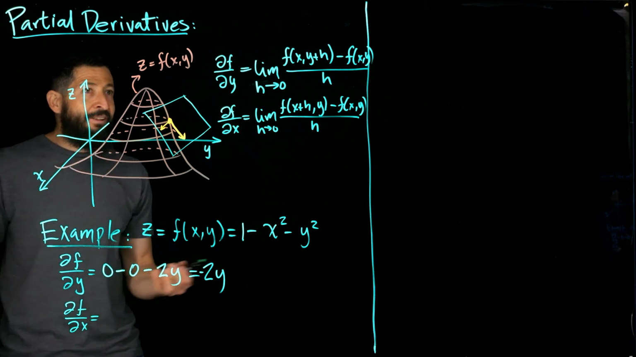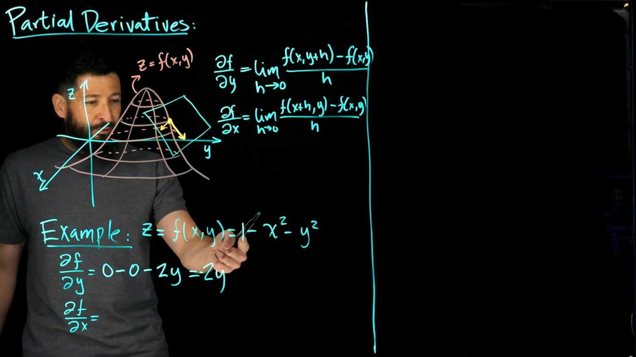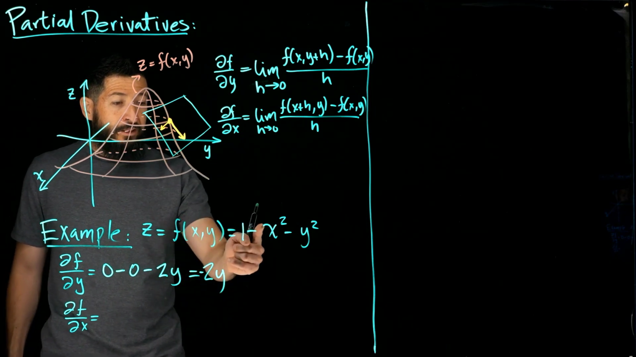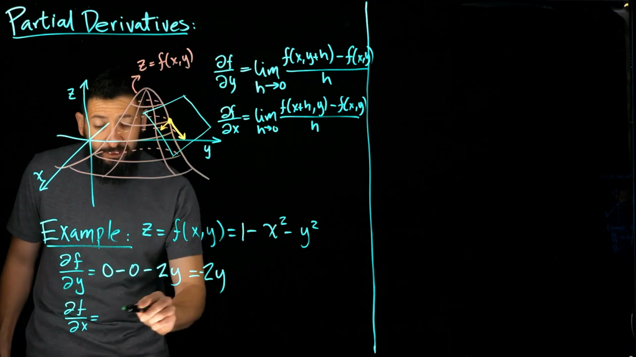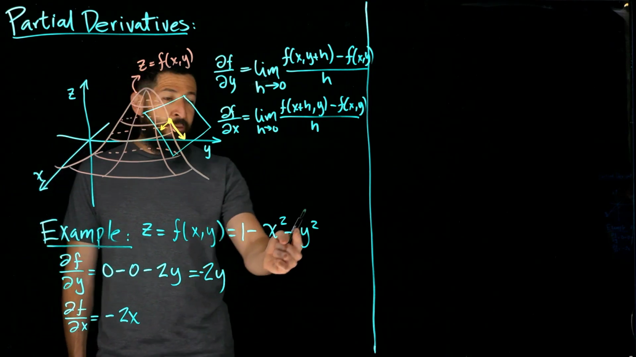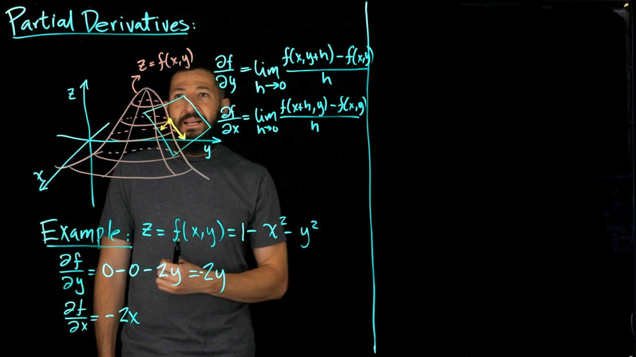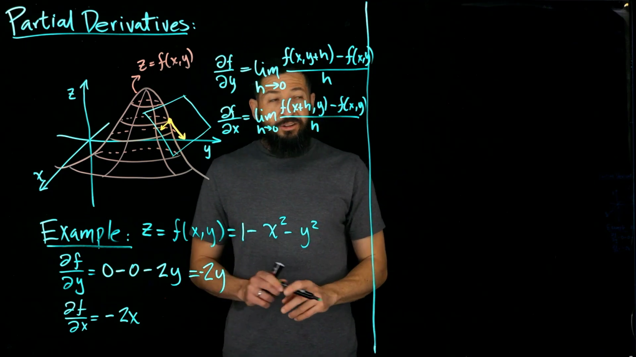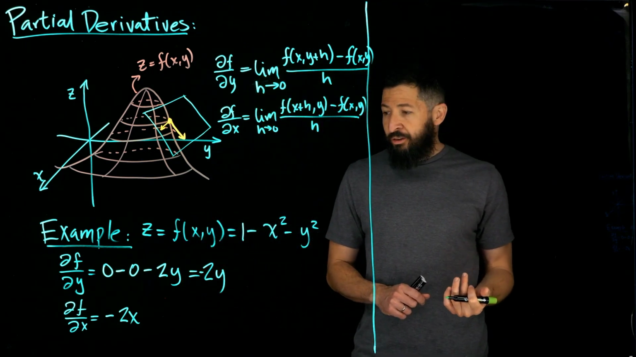So it looks fancy and all, but it's really easy. Derivative with respect to x of 1 is a constant, 0. Derivative with respect to x of x squared, well, right here we get 2x. And then derivative with respect to x of the y, that is going to be 0. So just like that, you consider your other variable a constant.